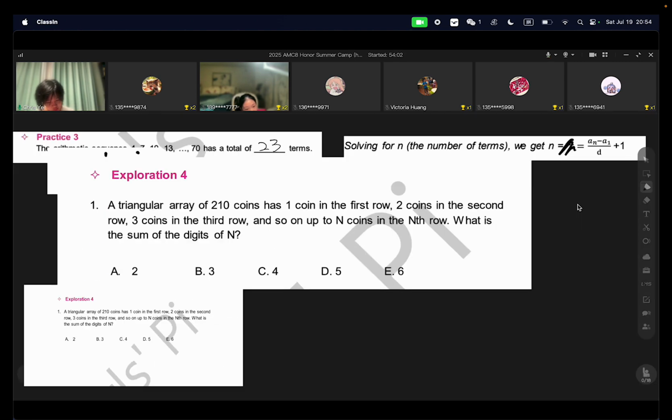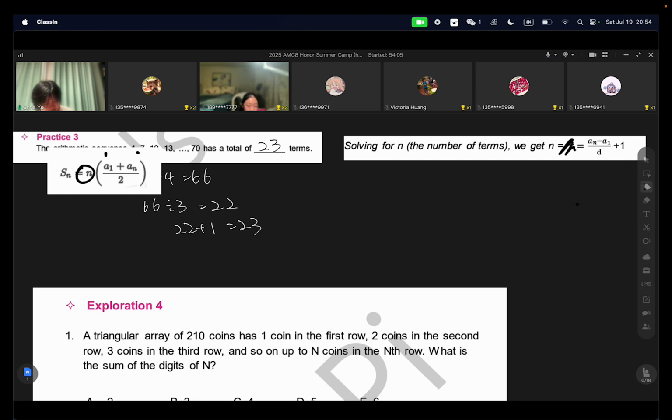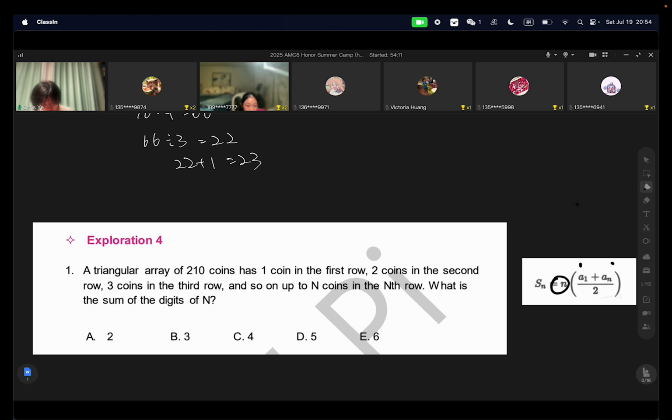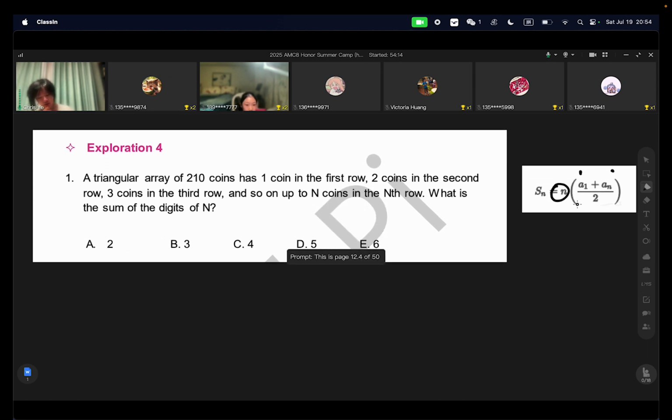A triangular array of 210 coins has 1 coin in the first row, 2 coins in the second row, all the way up to n coins in the nth row. What is the sum of the digits of n? So we have 1, 2, 3, and all the way to, we don't know how many, right? It says that there are 210 coins in total, which means that Sn is going to be 210.